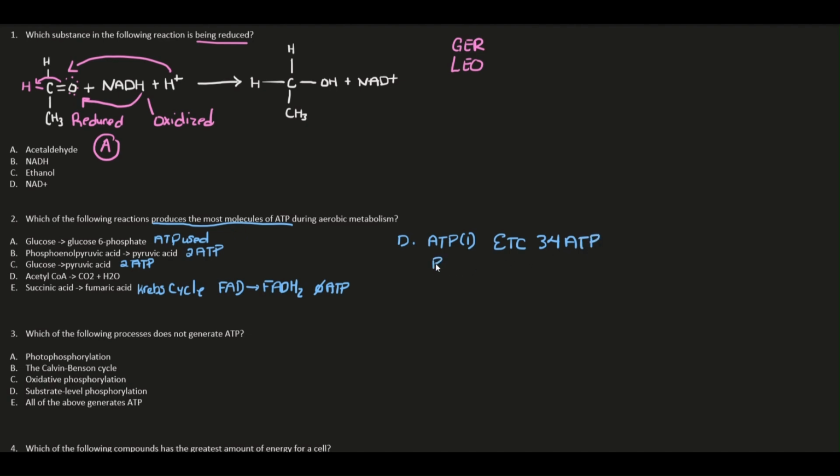Now in prokaryotes, we have 34 plus 4 ATPs to give a total of 38 produced. And in eukaryotes, we have 34 produced plus 2 ATPs to give 36 total ATPs produced. So which one, A through E, would give us the most ATPs? Well, the answer is D.